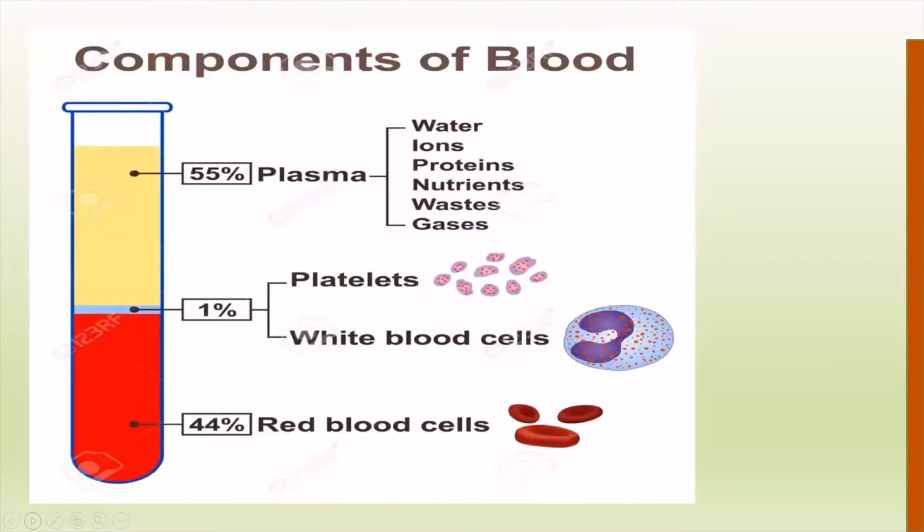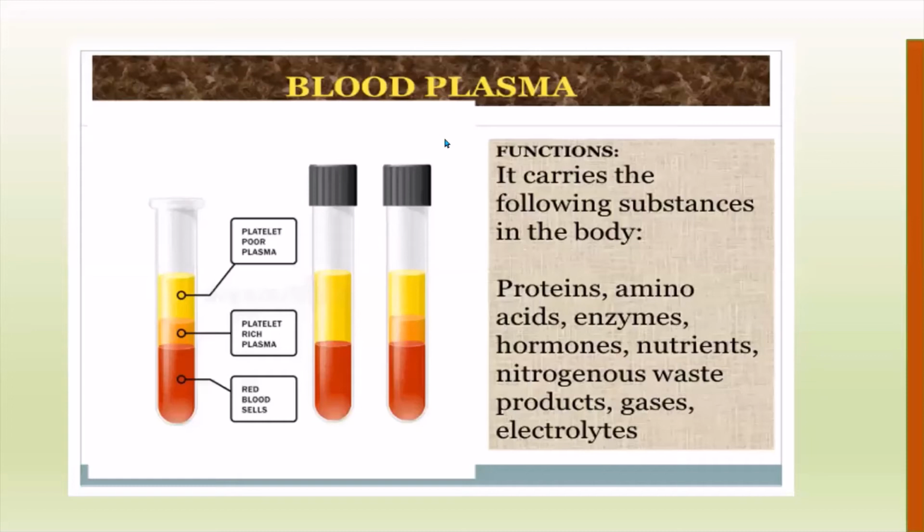Now let us come to the components of the blood. They are plasma, which makes up more than half of the blood. Second, red blood cells, whose short form is RBCs. White blood cells, whose short form is WBCs. And platelets, which are very small. So let us talk about plasma first.